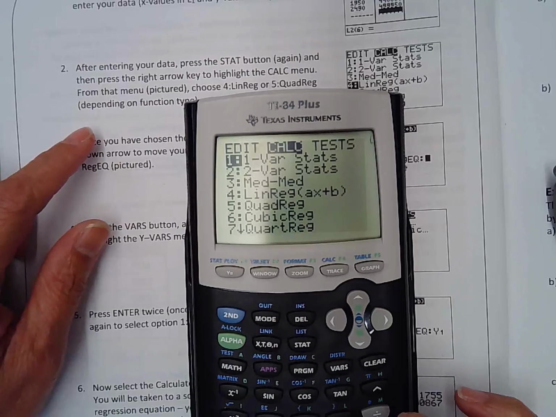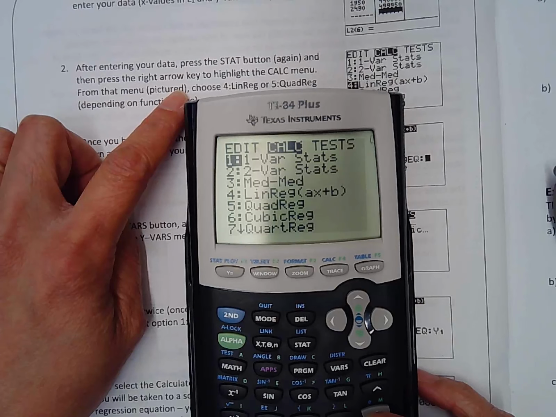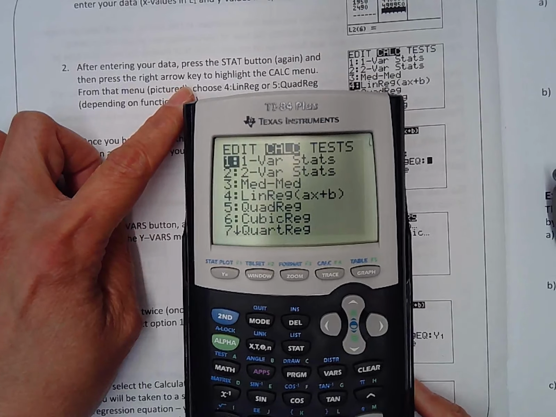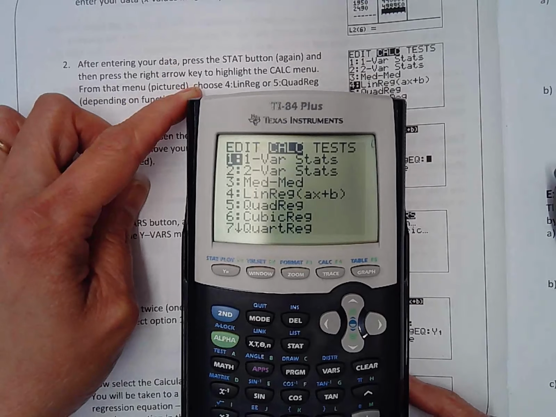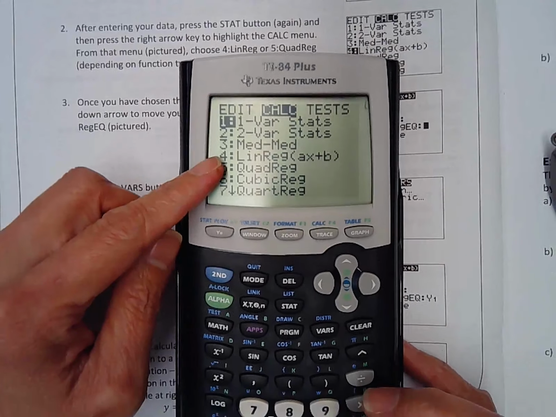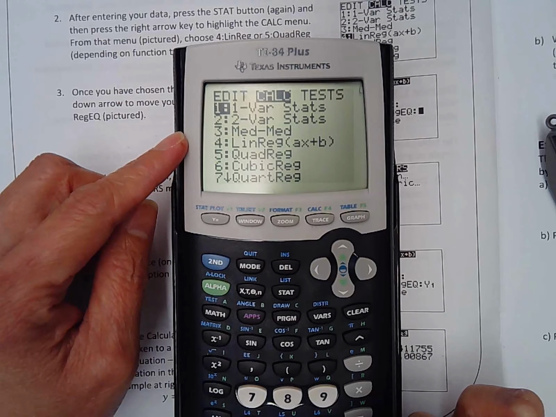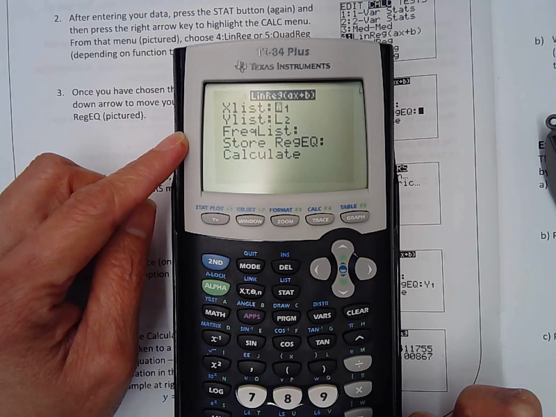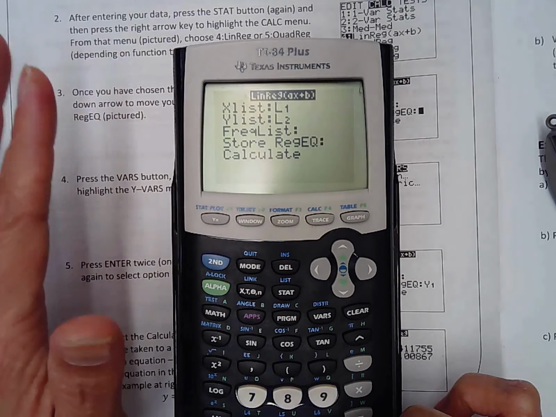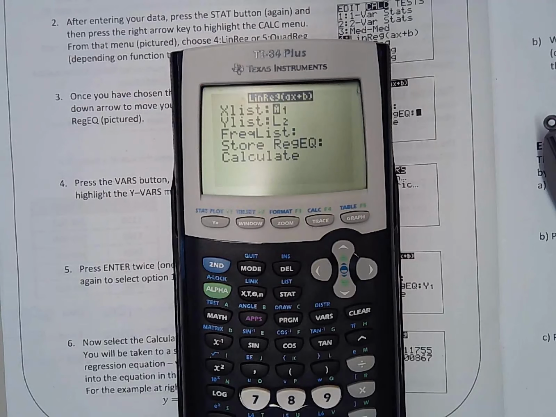And then it says here, from that menu, we want to choose which regression equation. Well, we said it's linear, so we're going to choose 4 for linear regression. So you can press 4. Press 4 for linear regression. Okay, is everybody on the screen? So don't touch anything yet.